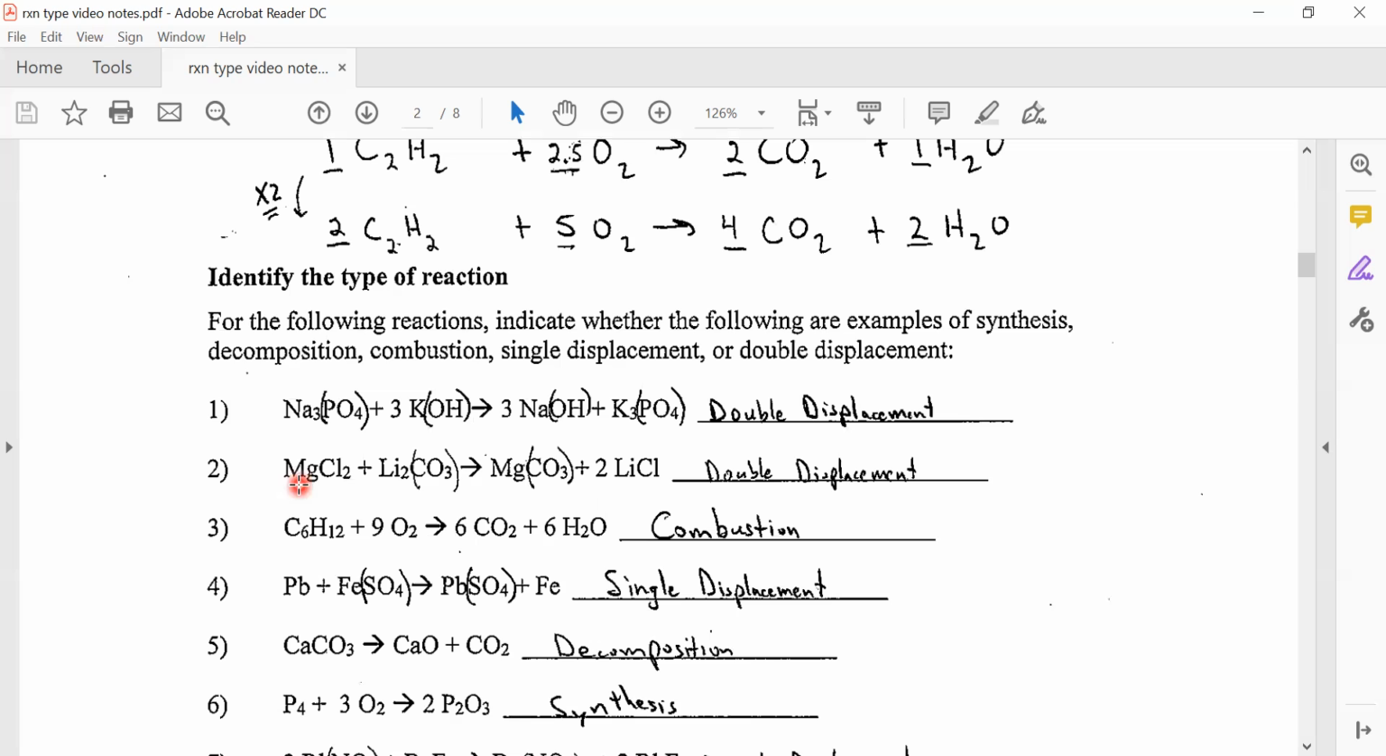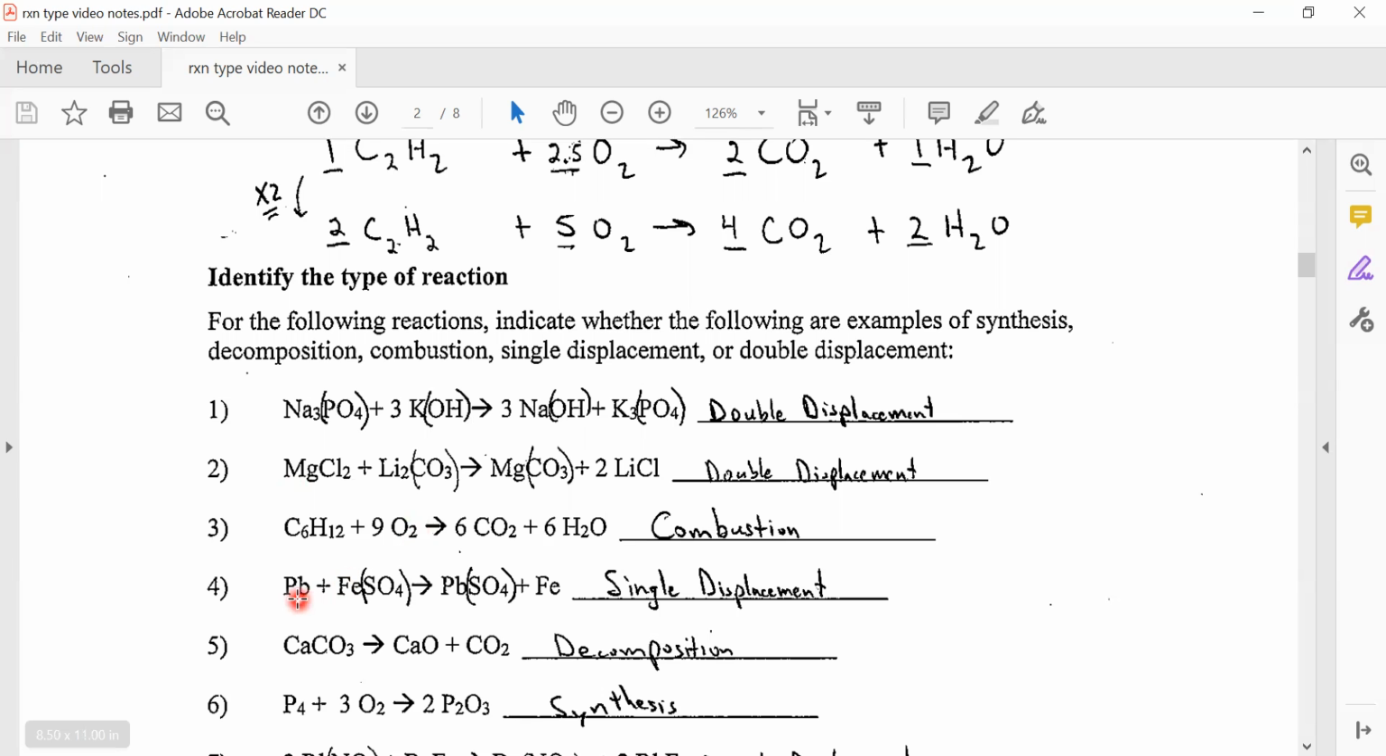Same thing here, positive, negative, positive, negative. They switch partners, and this is what I end up with. That's double displacement. Let's say I see a compound and a single element, but it's a hydrocarbon, a carbon-hydrogen compound, and oxygen. So right away, I'm thinking that's going to be combustion, and it's going to give off CO2 and H2O. So that combustion of a hydrocarbon is a pretty unique example. And you look for that hydrocarbon, you look for the oxygen.